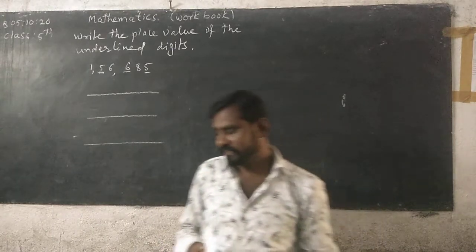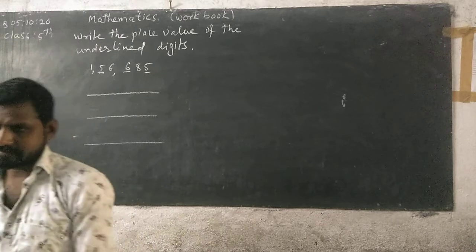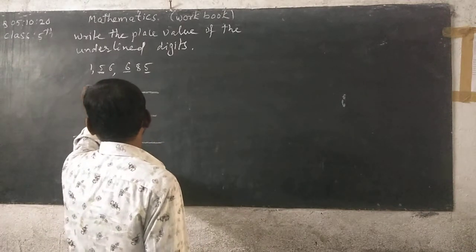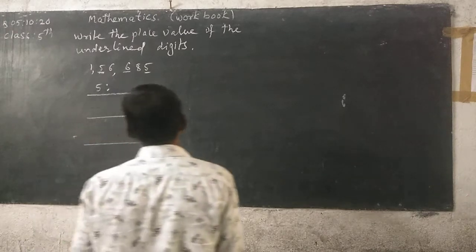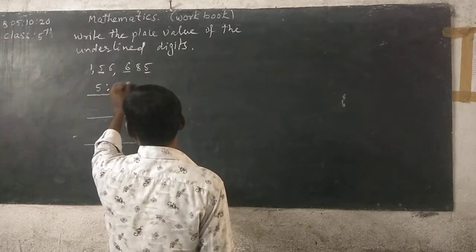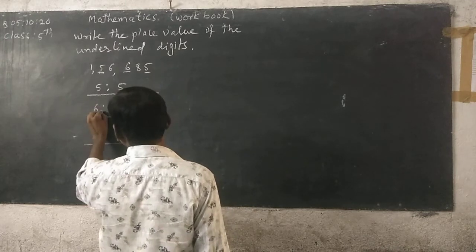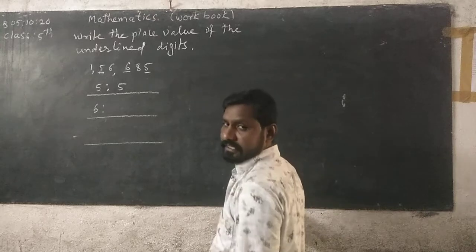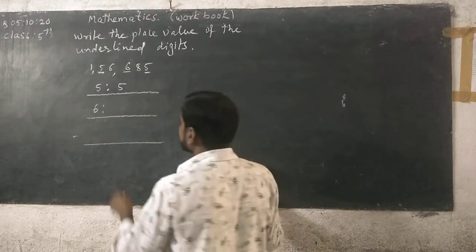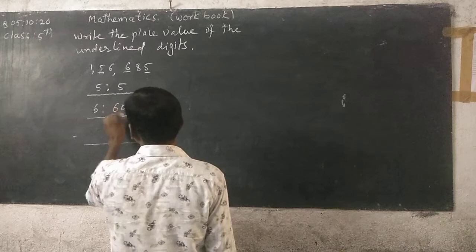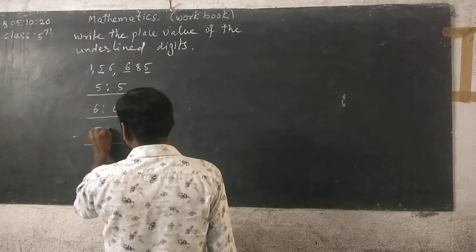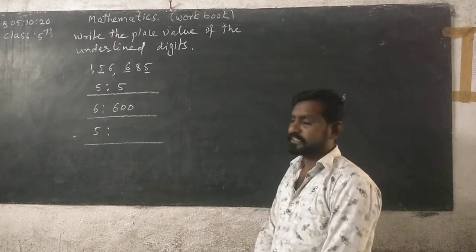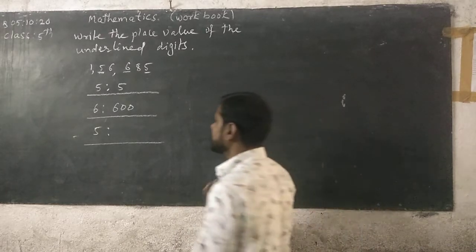While you are writing the place values, you can start from right to left. First you can write 5. 5 is in ones place, 5 ones is 5. Next 6. Where is 6? 6 is in hundreds place. The place value of 6 is 600. Next 5. 5 is in 10,000 place. So the place value of 5 is 50,000.